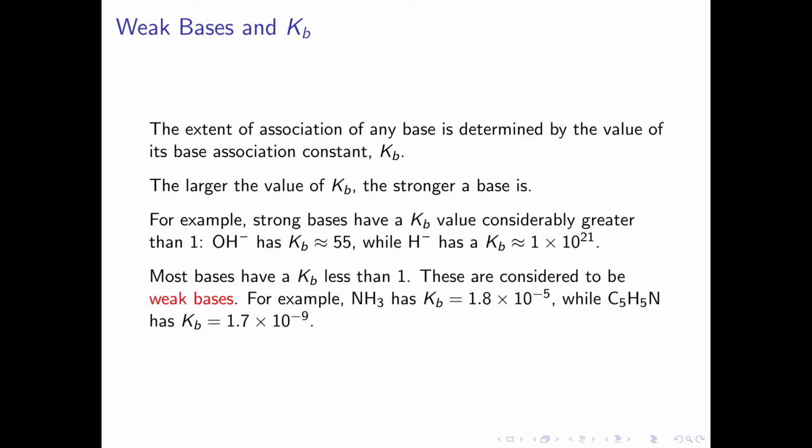Most bases, however, have a Kb less than 1. These are considered to be weak bases. For example, ammonia has a Kb value equal to 1.8 times 10 to the negative 5, while pyridine has a Kb value of 1.7 times 10 to the negative 9. Because the Kb value for ammonia is larger than the Kb value for pyridine, we consider ammonia to be a stronger base than pyridine.